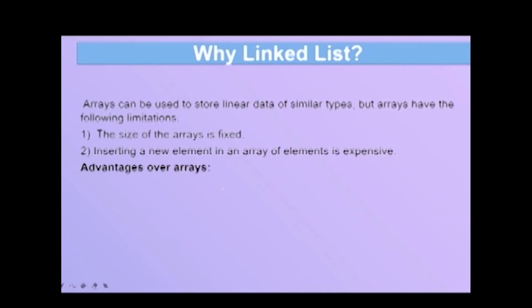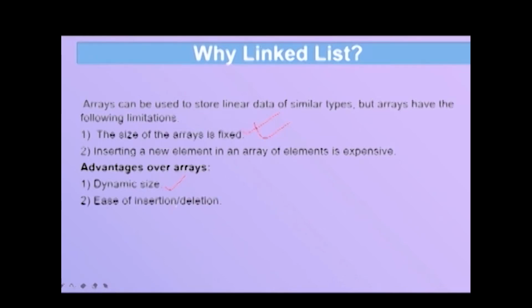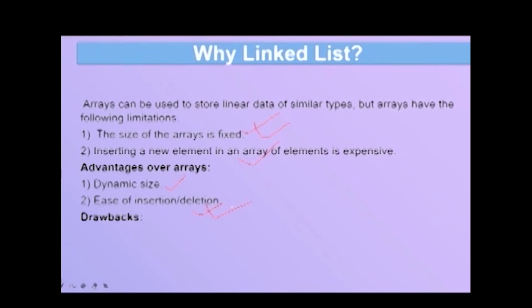Then, advantages over arrays. Firstly, dynamic size. We have discussed that the size of an array is fixed, but the size of a linked list is not fixed. Then ease of insertion and deletion. We have also discussed it. In the way we insert an element, in the reverse way we delete an element from a linked list also, so this is also a constant time operation. Then drawbacks: random access is not allowed.